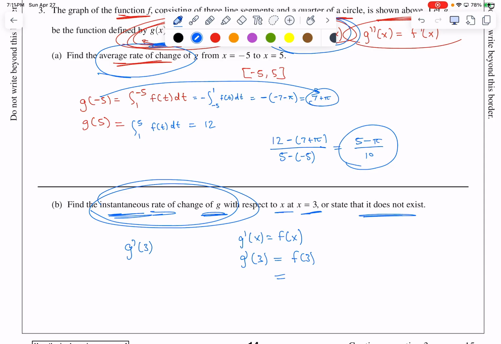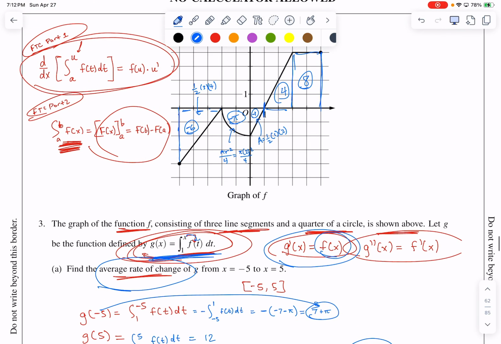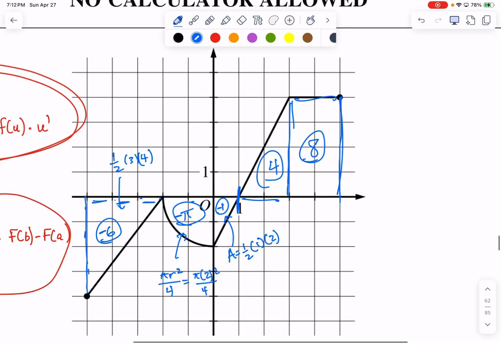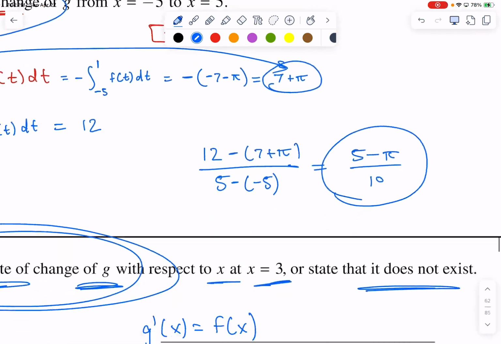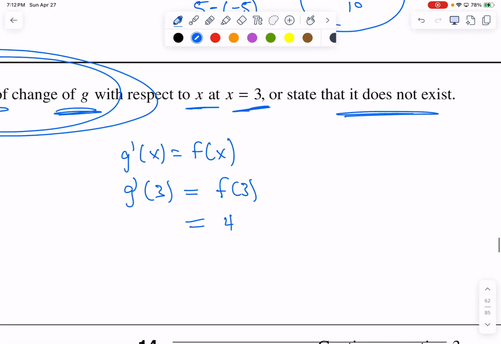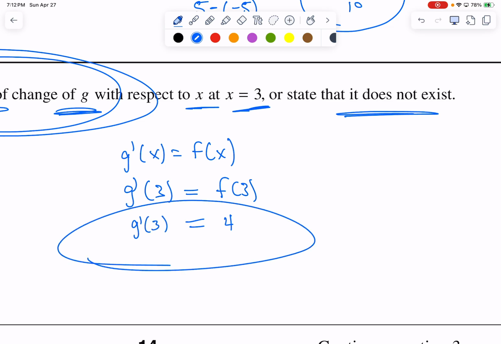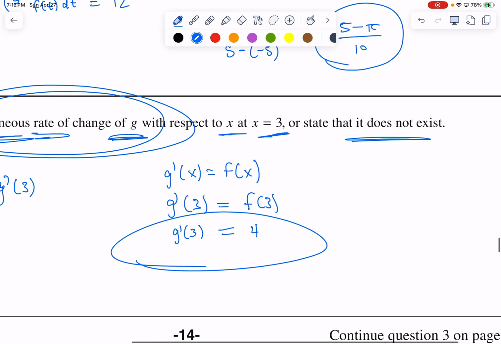This is only worth 1 point. Sorry. All right. Can somebody go up and tell me what F of 3 is? It is 4. All right, there you go. G prime of 3 is 4. Okay? And it does exist because there's a point there.